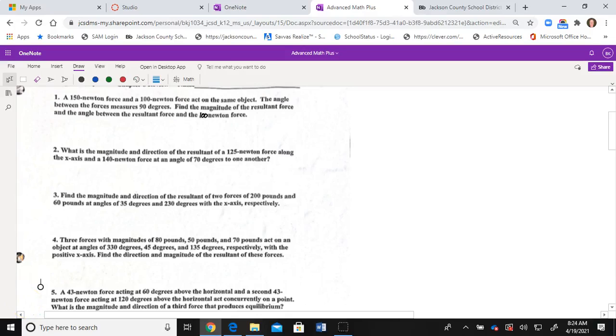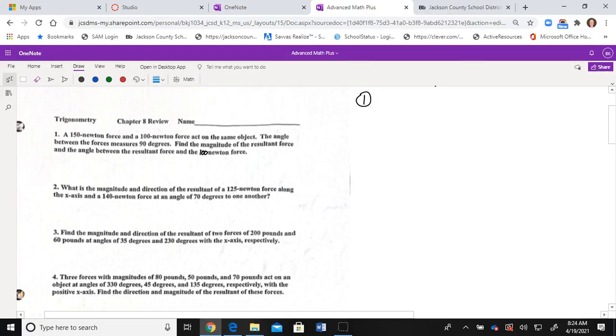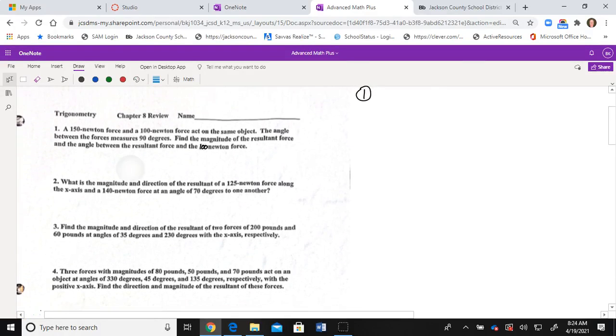All right, welcome back to the night class. Going over Chapter 8 review today. That's vectors. It's going to be a lot of fun.